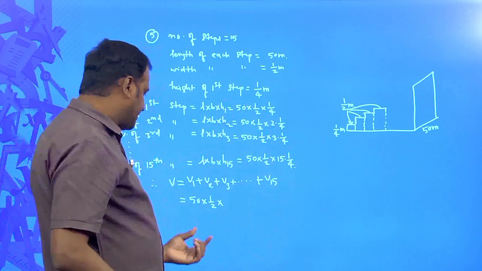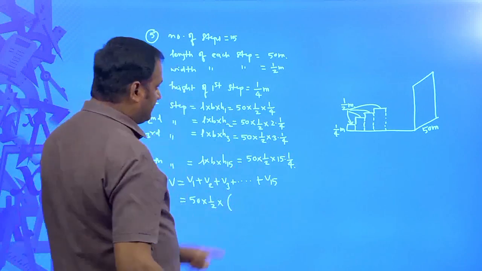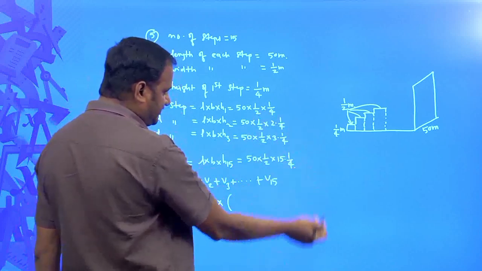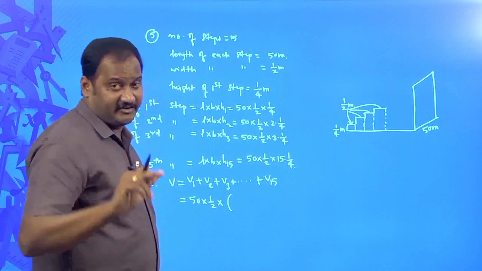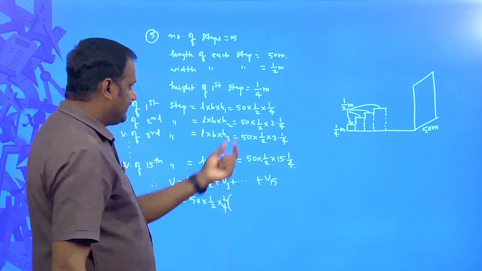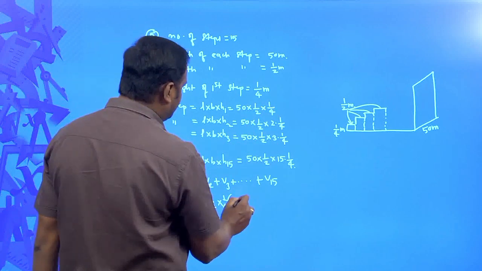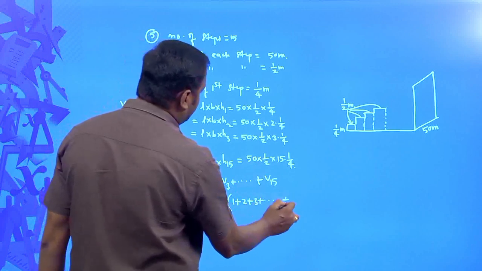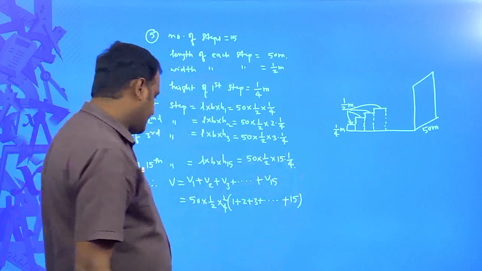So, I am going to take 50 into 1 by 2 common from all the terms. For the first step 1 by 4, second step 2 into 1 by 4, third step 3 into 1 by 4, 15th step 15 into 1 by 4. Again I can take 1 by 4 also common. So, 1 by 4 into the remaining: 1, then plus 2, and then 3, and so on, last number is going to be 15. So, hope you understand how to frame this, right.